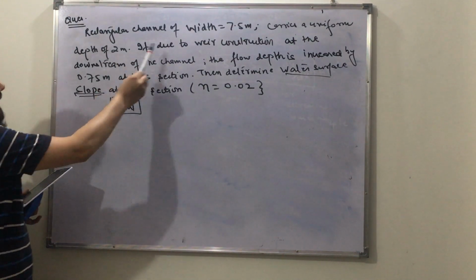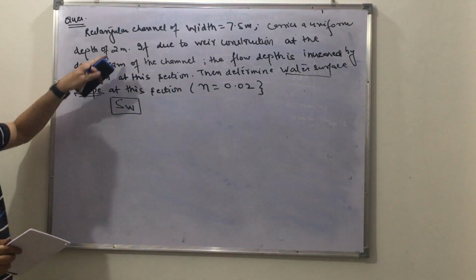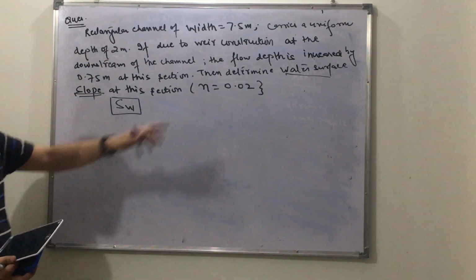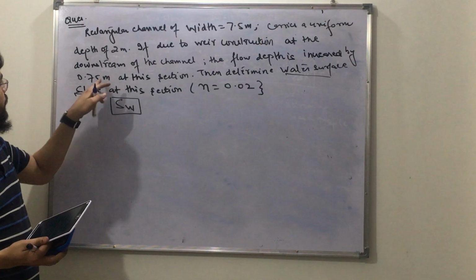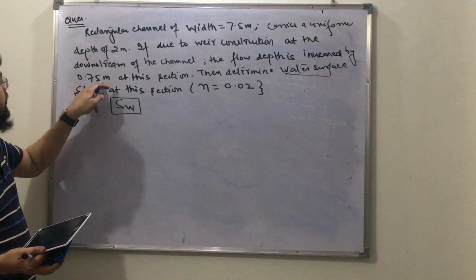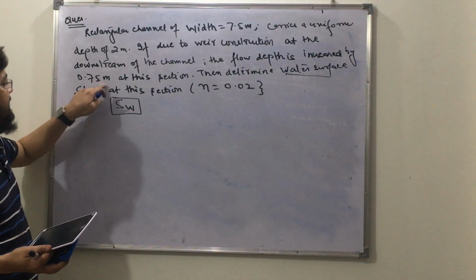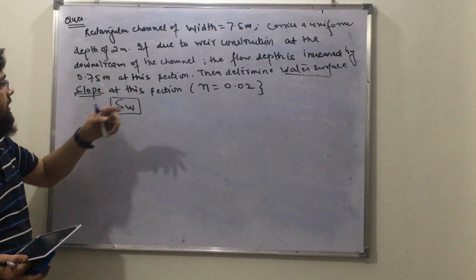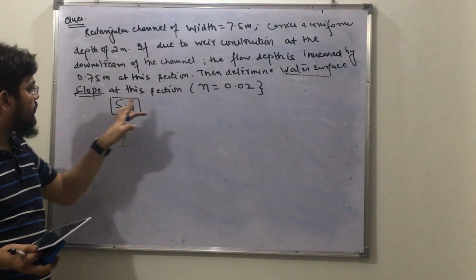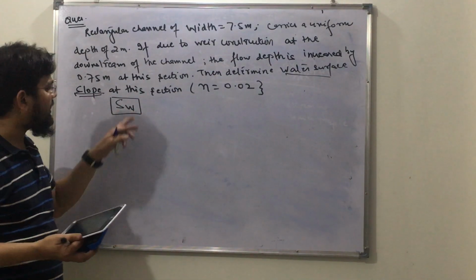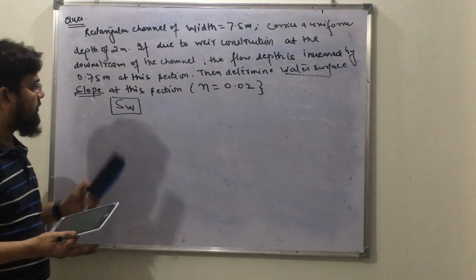It is given that earlier the uniform flow was carried out at a depth of 2 meter, but due to weir construction at the downstream, the flow depth is changed to 2.75 meter. It is raised by 0.75 meter. It means the flow depth has increased to 2.75 meter. Then it is asking what is the value of the water surface slope at this section where we have constructed a weir.